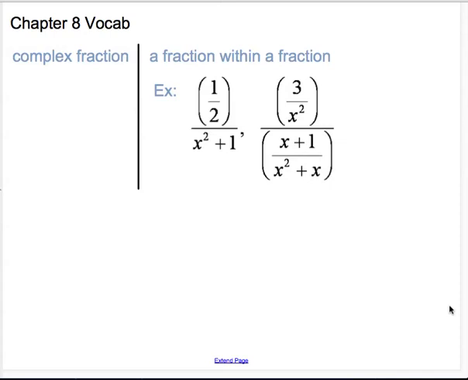Point 3, which is simplifying complex fractions. A complex fraction is a fraction within a fraction. In the first example, we have a fraction in the numerator, but just a rational expression in the denominator. That is still considered a complex fraction. In the second example, we have a fraction in the numerator and a fraction in the denominator, so that's a more complex fraction.